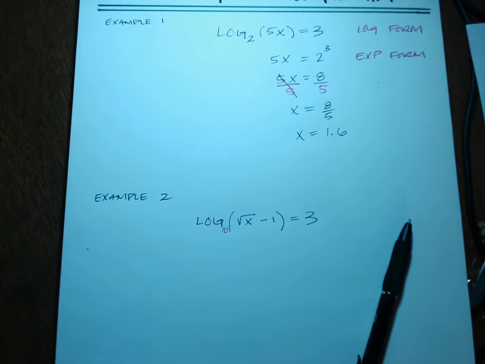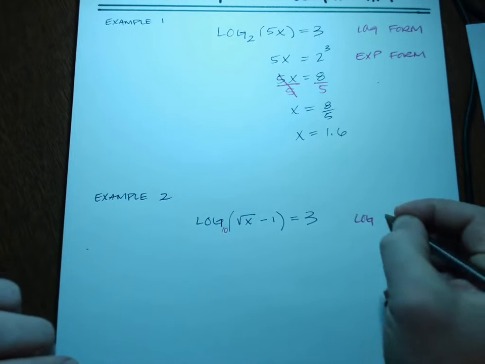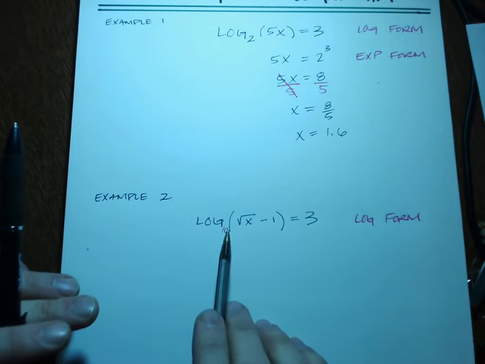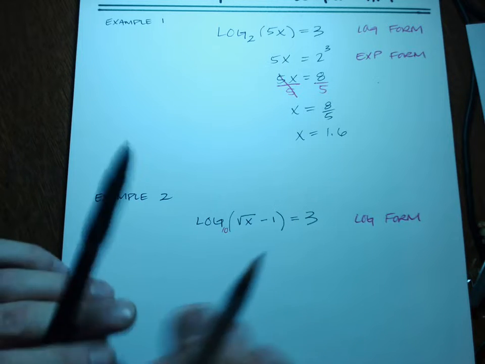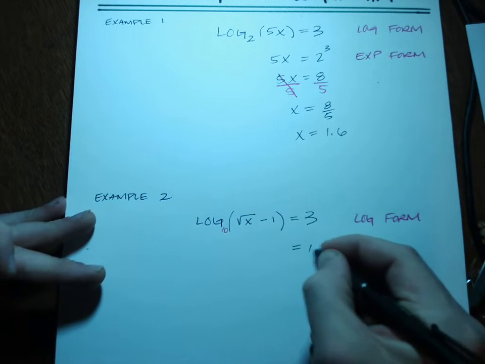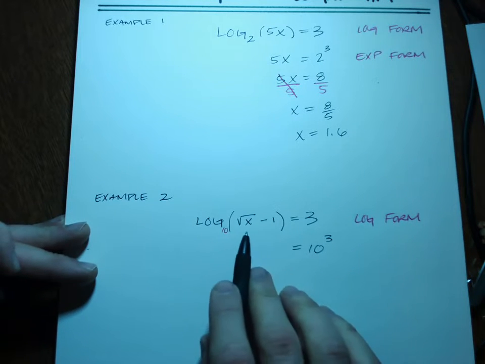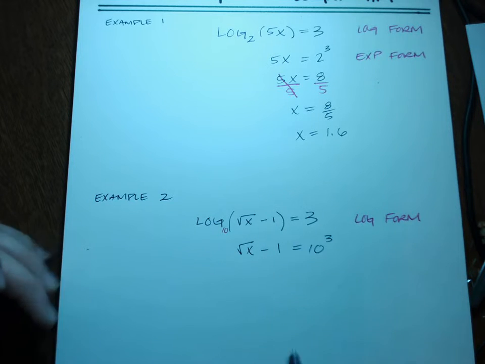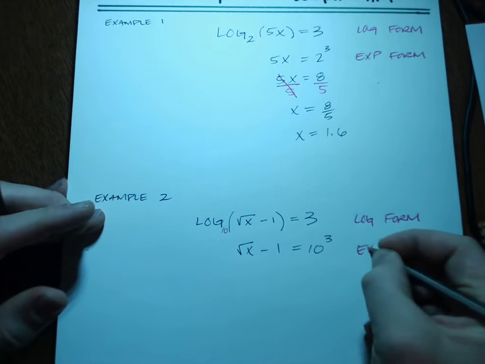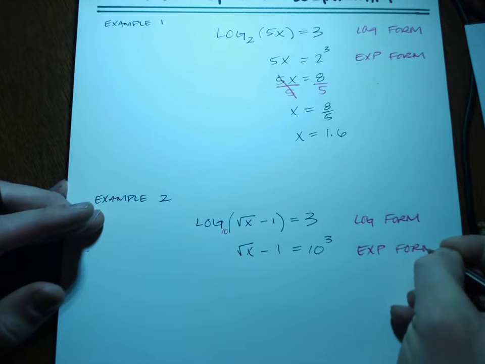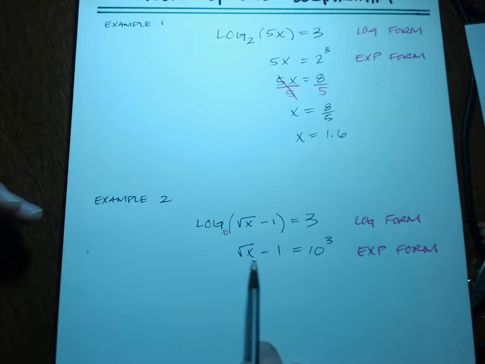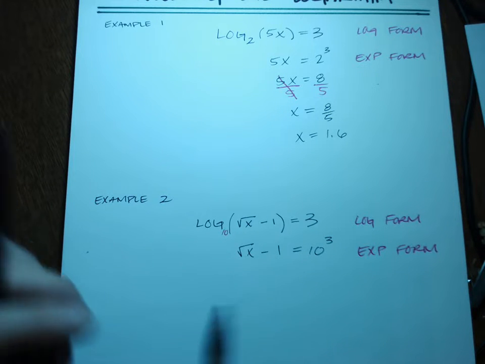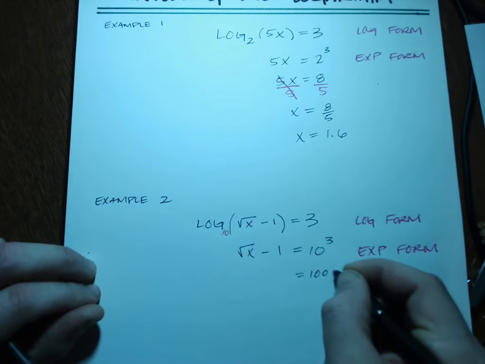So we're going to do a similar thing here. This is log form. And if we convert it into exponent form, this represents the situation 10 to the power of 3 equals the square root of x minus 1. And that's exponent form. So we'll simplify here. We can make this 1,000, and then we have 2 steps of algebra to take. Let's first make this 1,000.